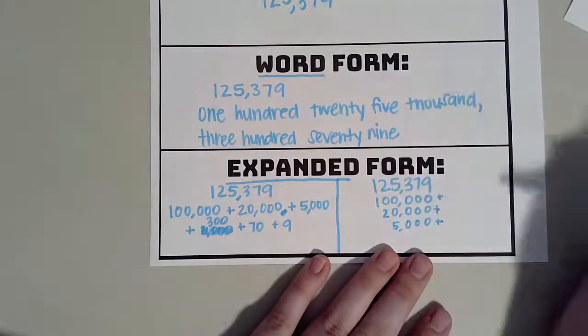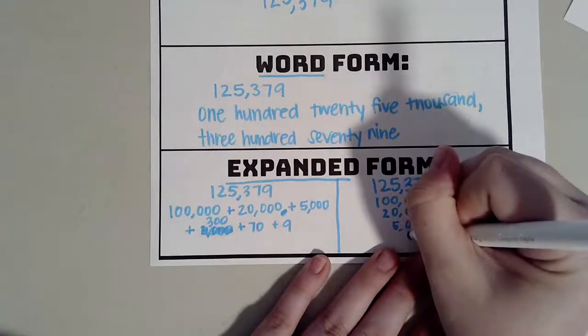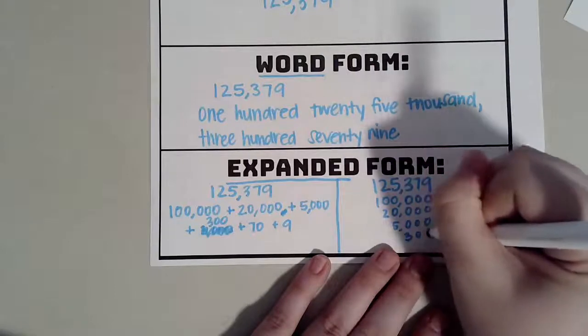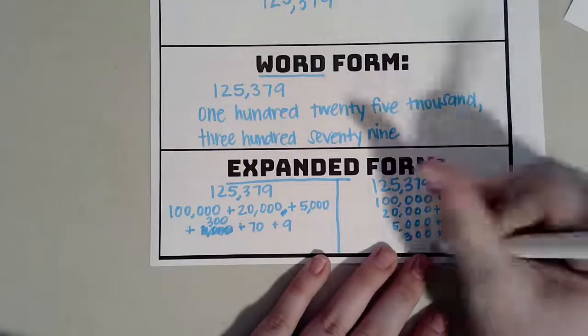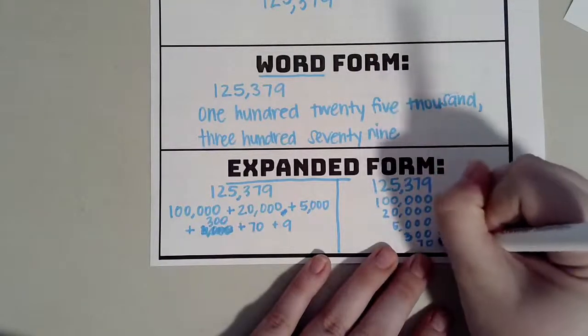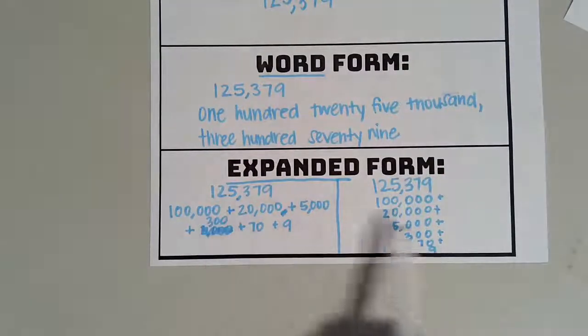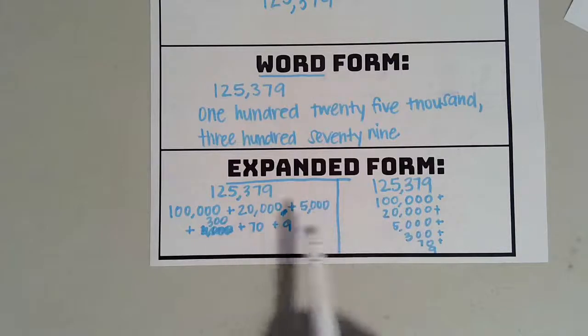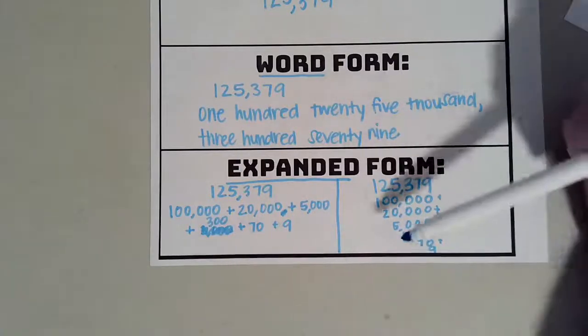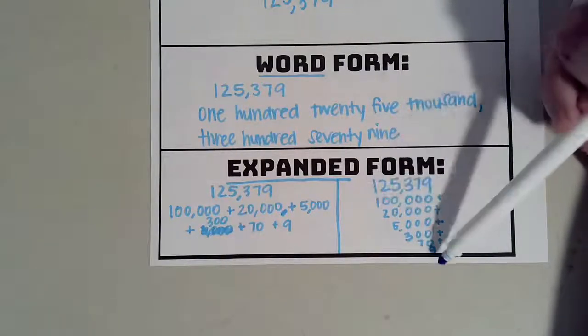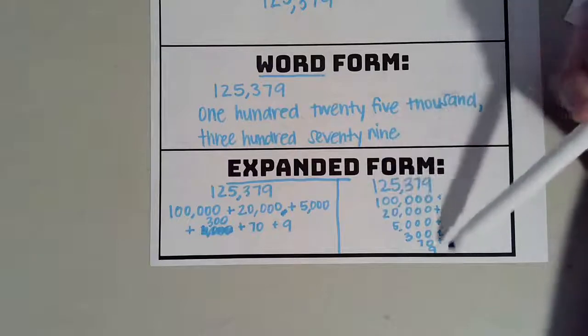And then the plus sign. And then the 3. And the plus sign. And then the 7. Plus sign, 9. Okay? So you can see it's exactly the same if you compare these numbers across. This one just has that pyramid upside down, the triangle, to help us out. Okay?